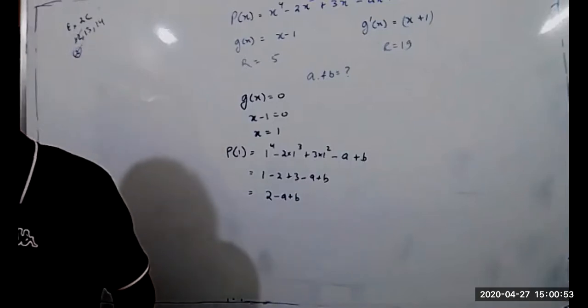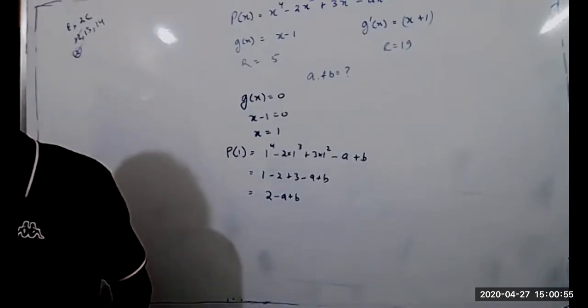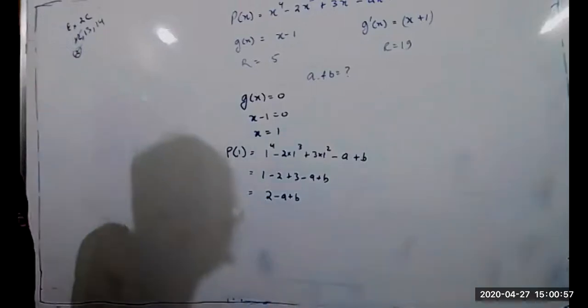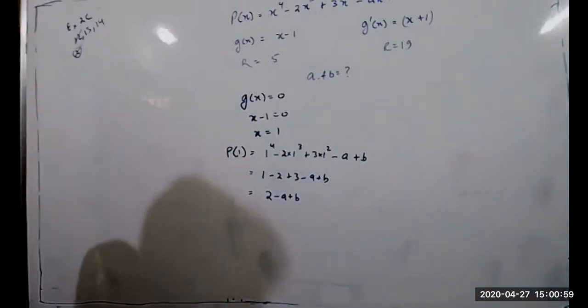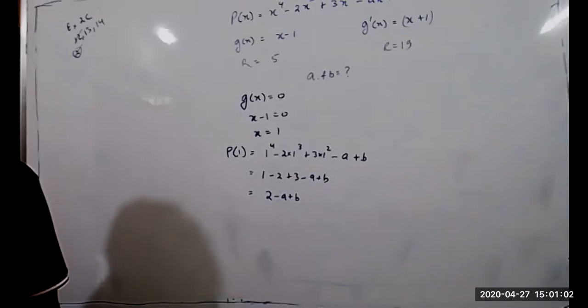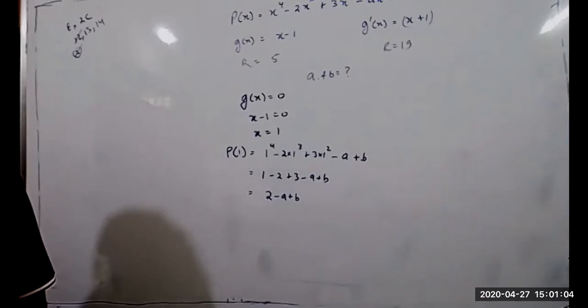Anyone? Yes, sir. This is equal to what? Sir, the remainder, I guess, is 5. Anybody else? Manukia, you were answering something.